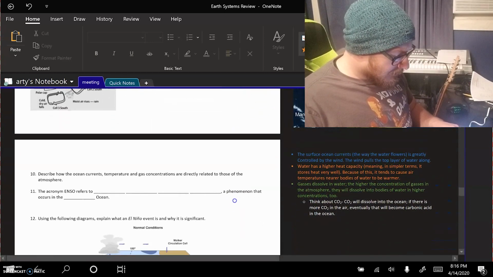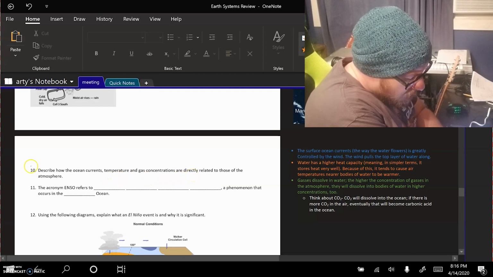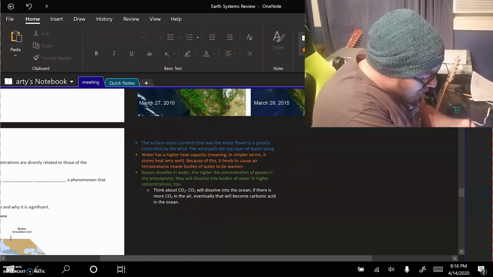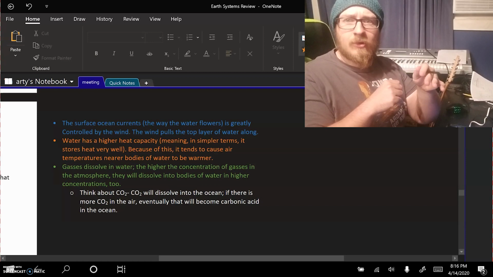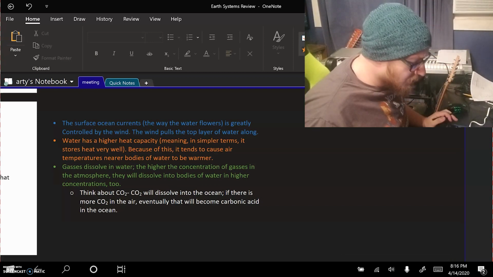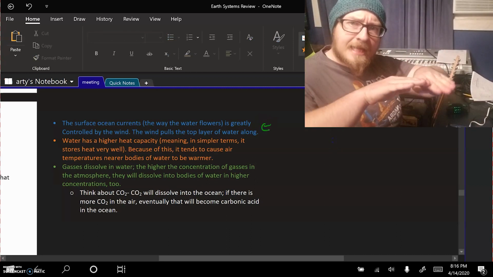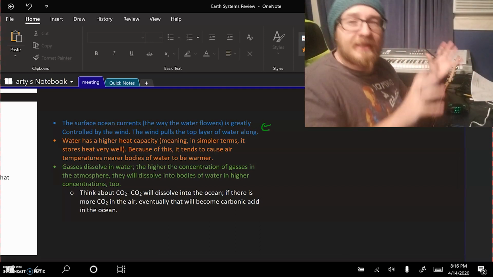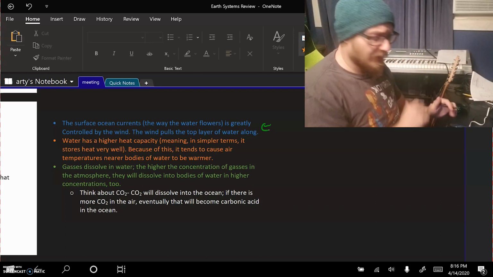Moving on. Describe how ocean currents, temperature, and gas concentrations are directly related to those of the atmosphere. So this is asking, how is the ocean related to the atmosphere? And I kind of wrote it out for you here. So the surface ocean currents, the water that moves along the surface of the ocean, are controlled by the wind, right? As the wind is blowing, the top layer of water is pulled along with it. So the movement of the atmosphere is what ends up creating these top patterns of water circulation in the ocean.